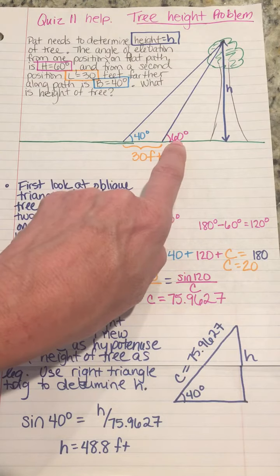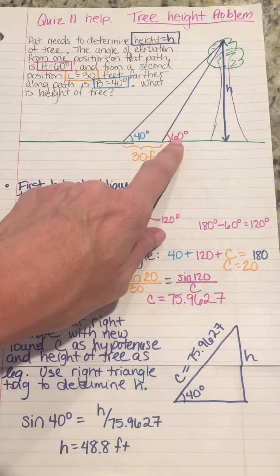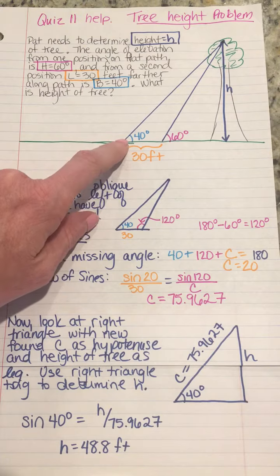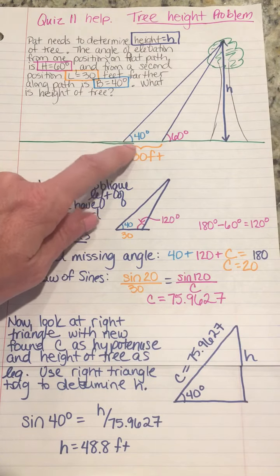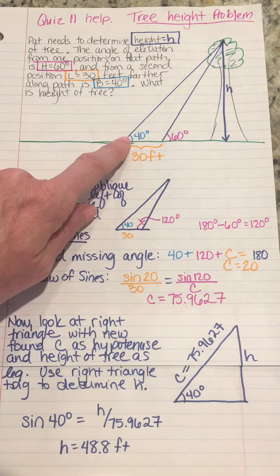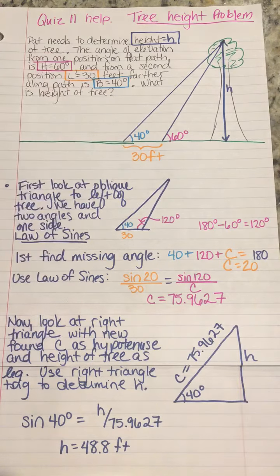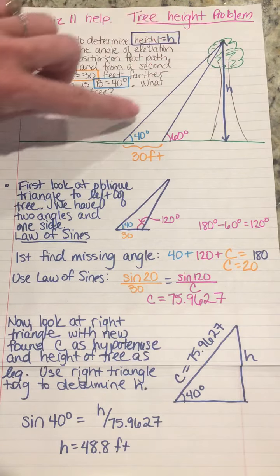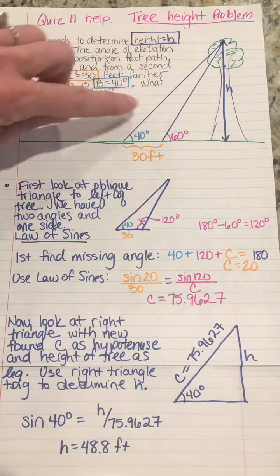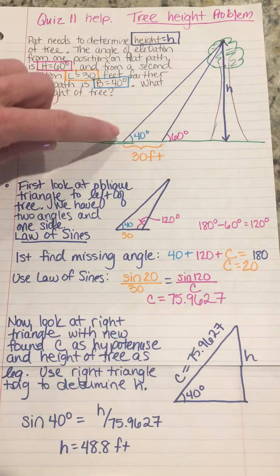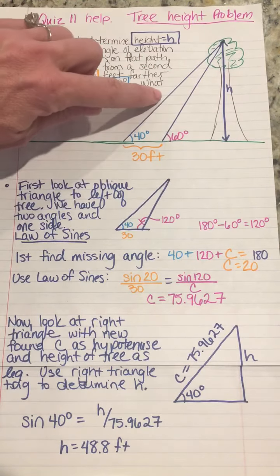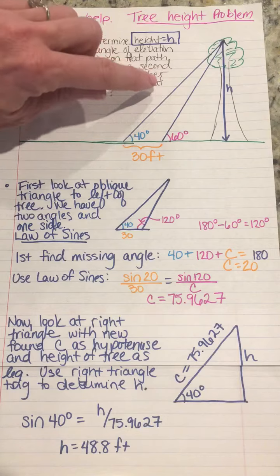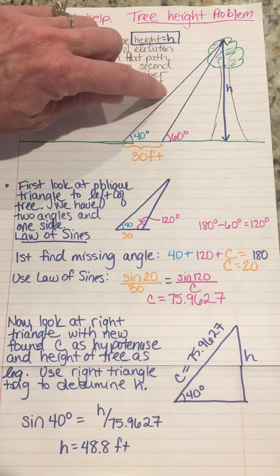Then it says, and from a second position, 30 feet further is 40 degrees. So I drew 30 feet and then the angle of elevation of 40 degrees. It wants us to find the height of the tree, but it's a two-step problem. You first have to find this side here to have the hypotenuse of the right triangle, and then you can use right triangle trig. But in order to find this side, we have to use the law of sines.